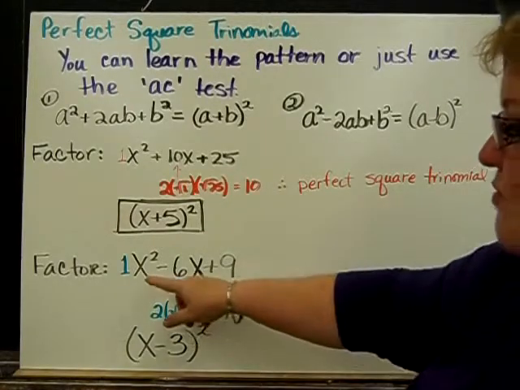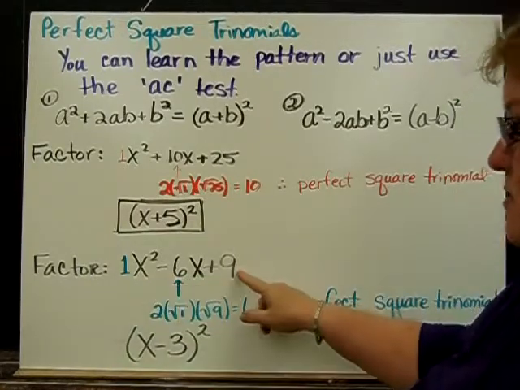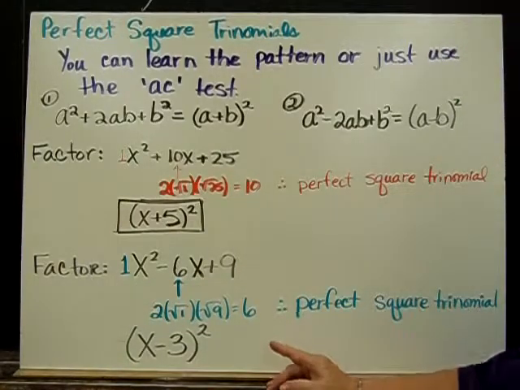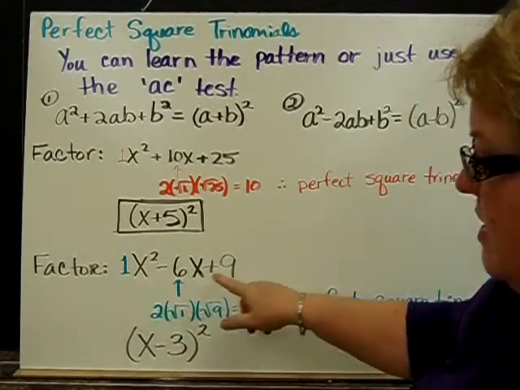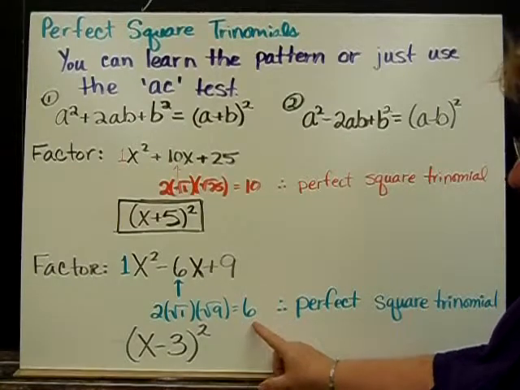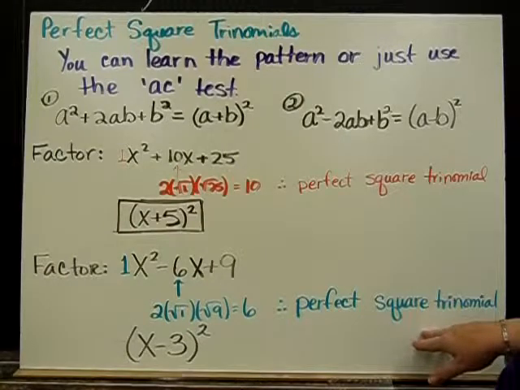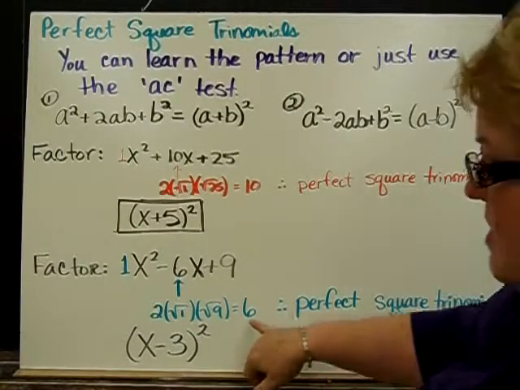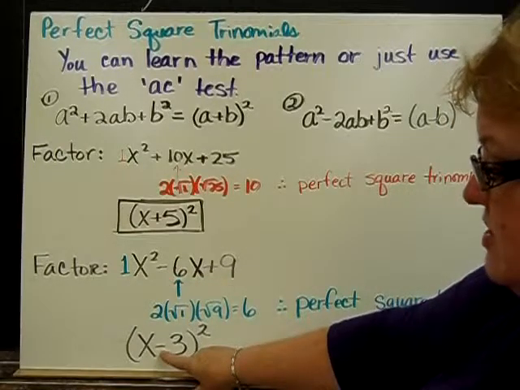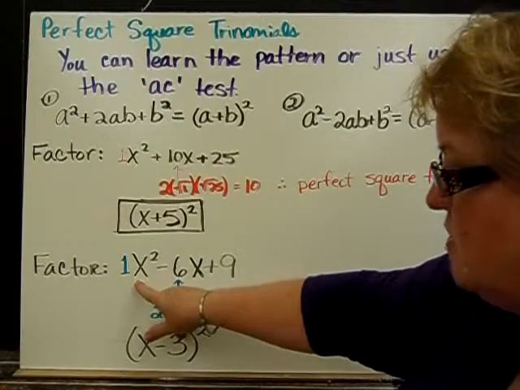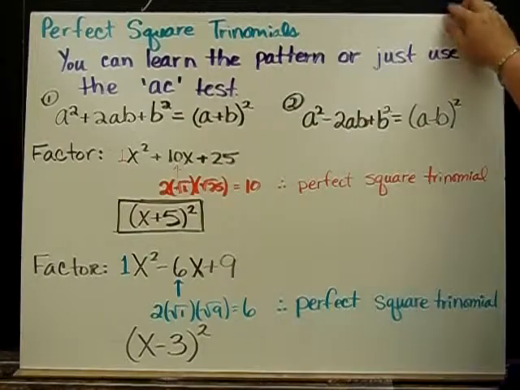And don't forget your square because it is the quantity squared. In this example, we have 1x squared minus 6x plus 9. This is a perfect square and this is a perfect square, so I want to see if this fits the pattern. So I take 2 times the square root of 1 times the square root of 9, which does give me a 6. This is 6, this is negative 6, so I know that it's a perfect square trinomial, but this time, because this is a negative 6, I will have the subtraction sign in the answer. So the square root of that would be x minus the square root of 9, which is 3, the quantity squared.